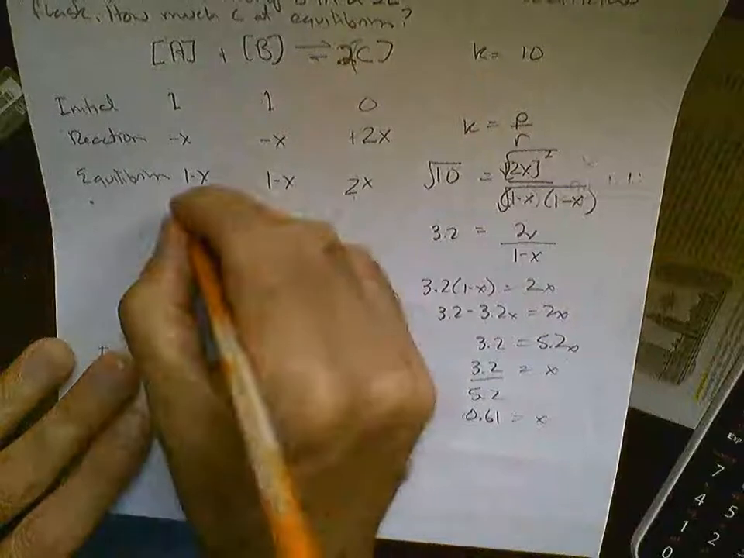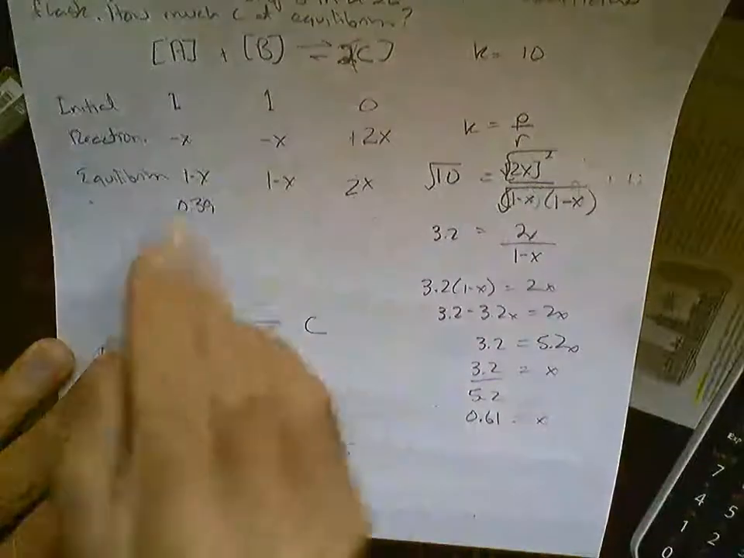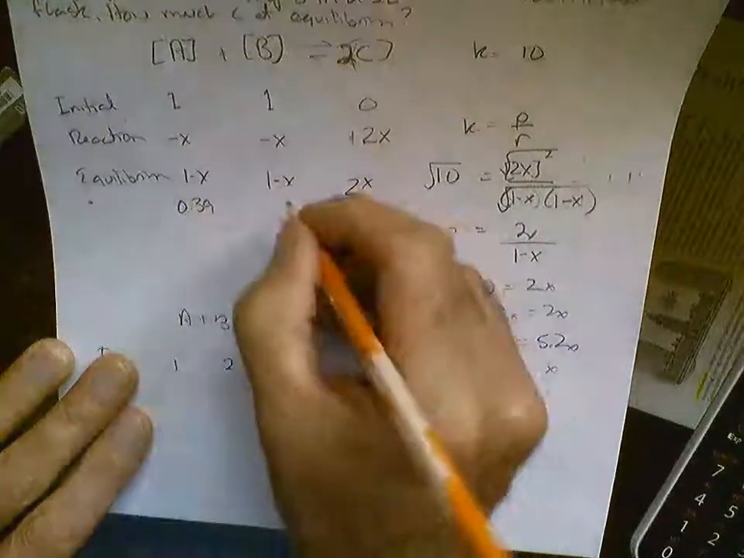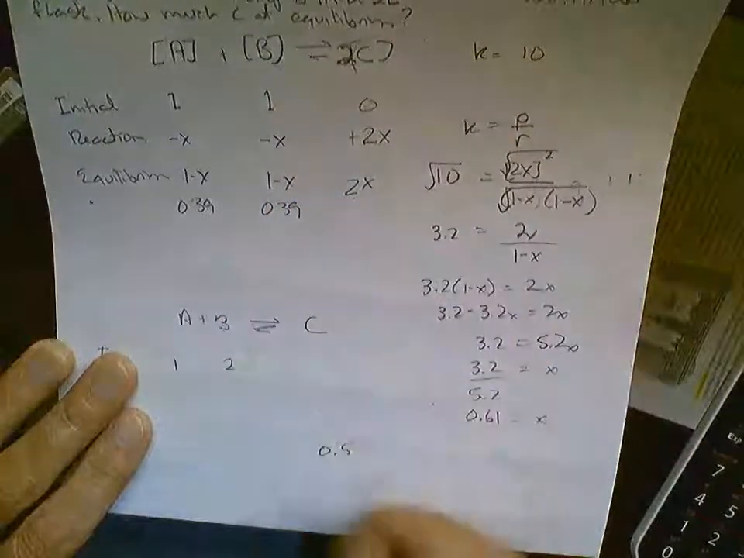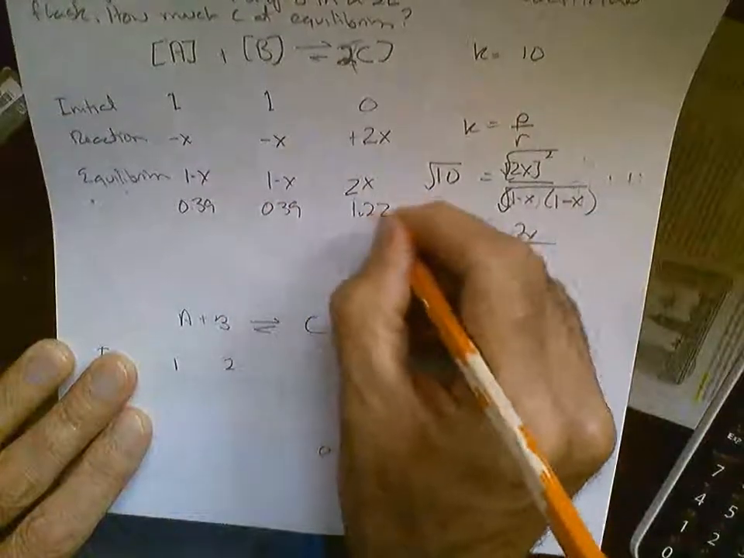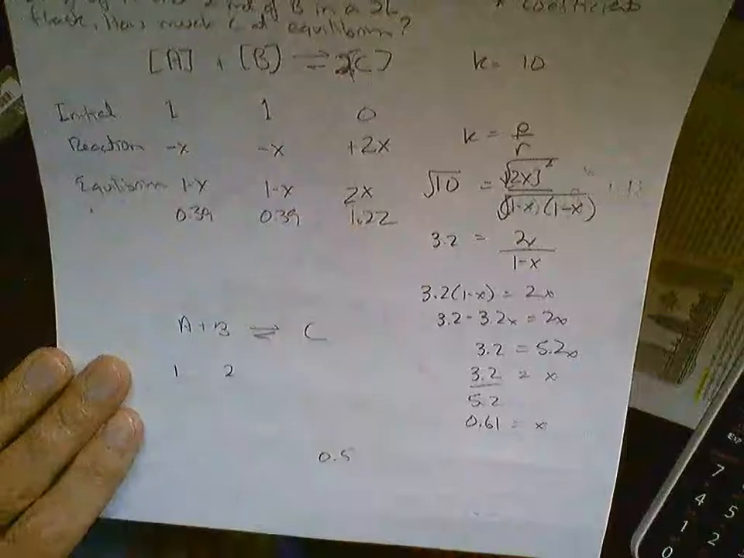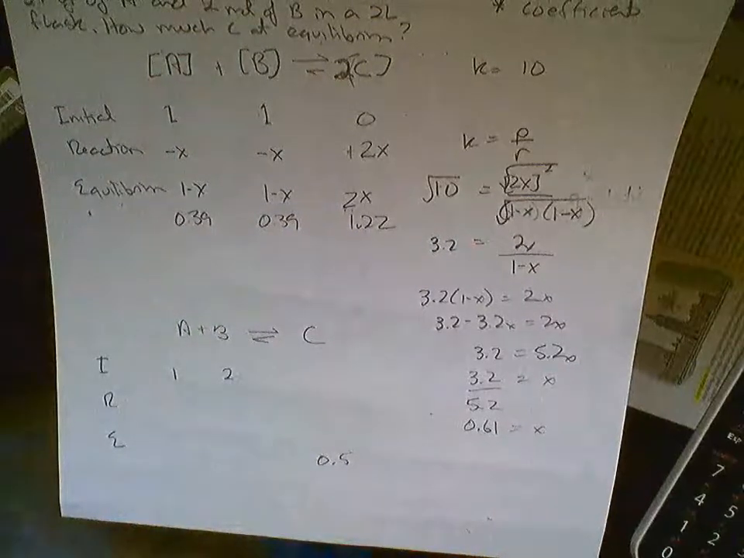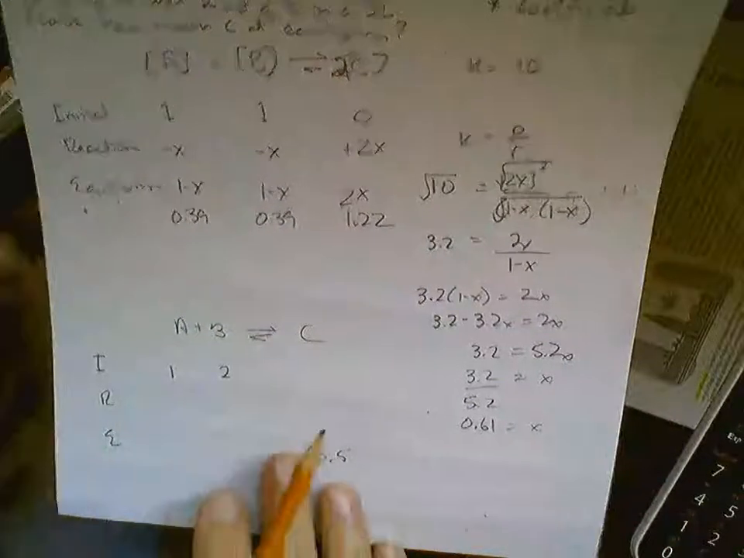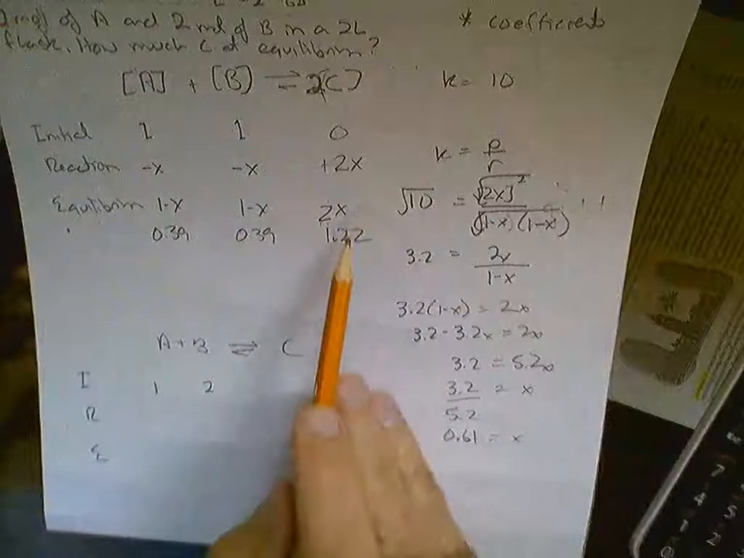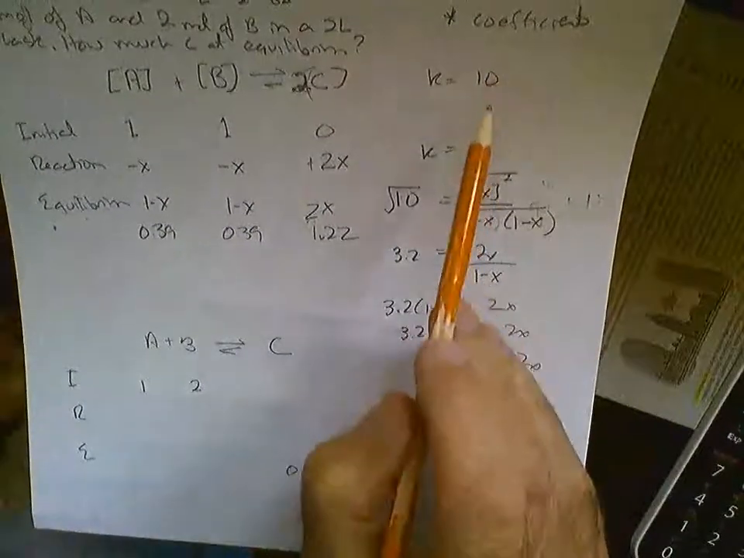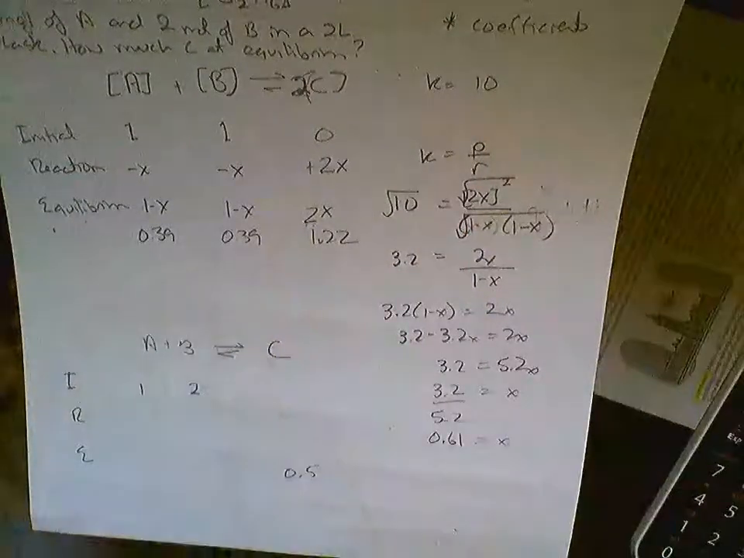If you want to know what you have at equilibrium, take your 0.61 and put it in all of these formulas. So you're going to have 0.39, 1.61, 0.39, and 1.22. So that's just 2 times 0.61. All we've done here is shown you what you're going to have at equilibrium in the products and the reactants. And I said because the K value is greater than 1, you'll have more products than reactants.